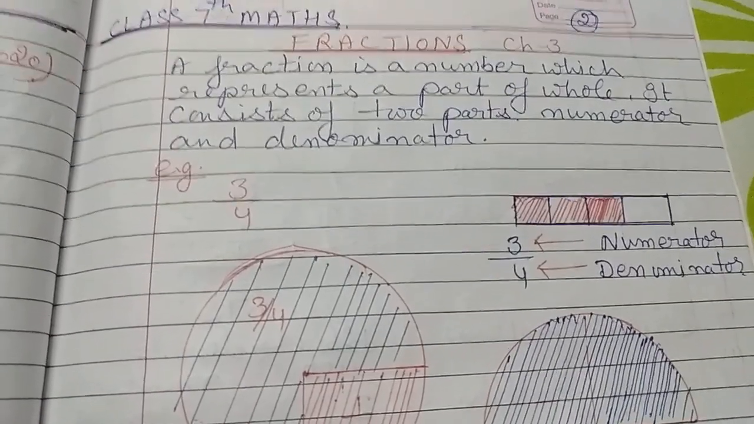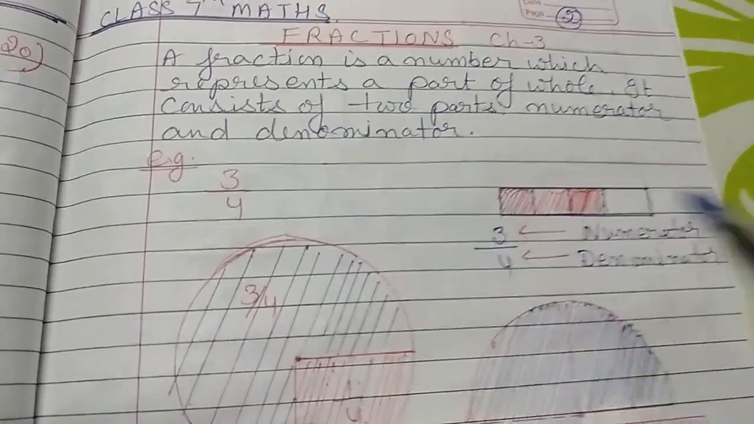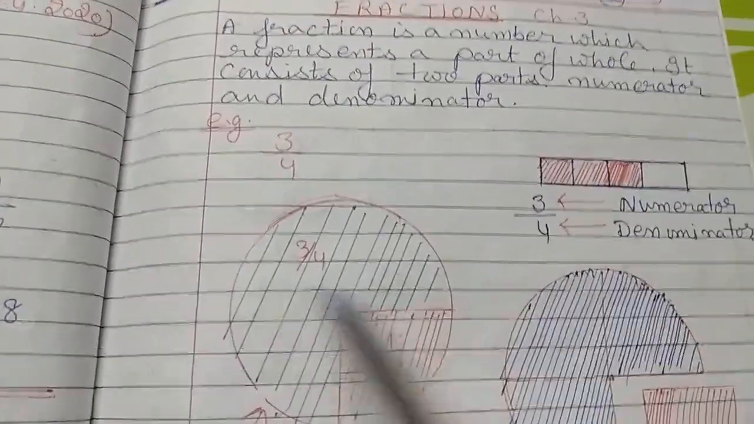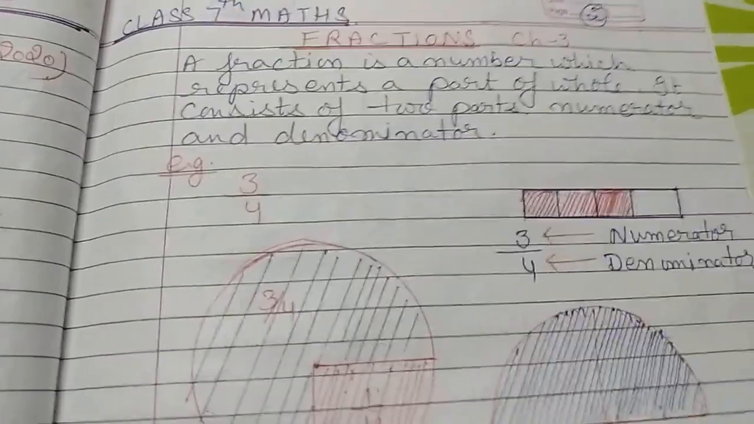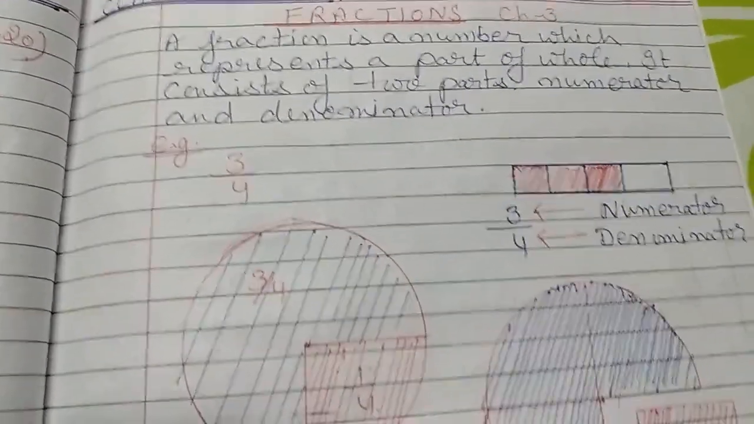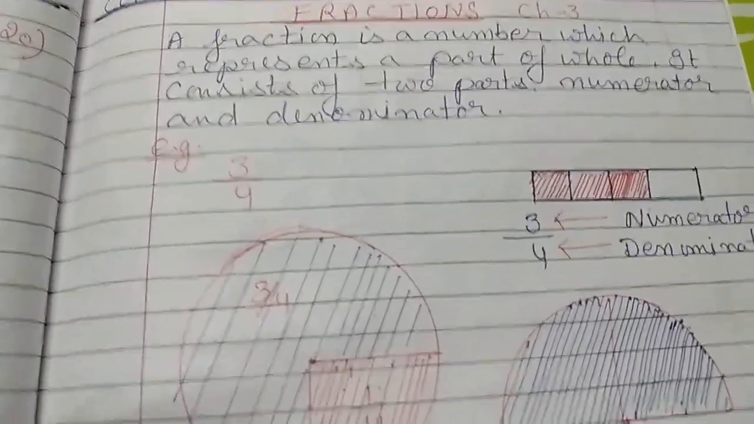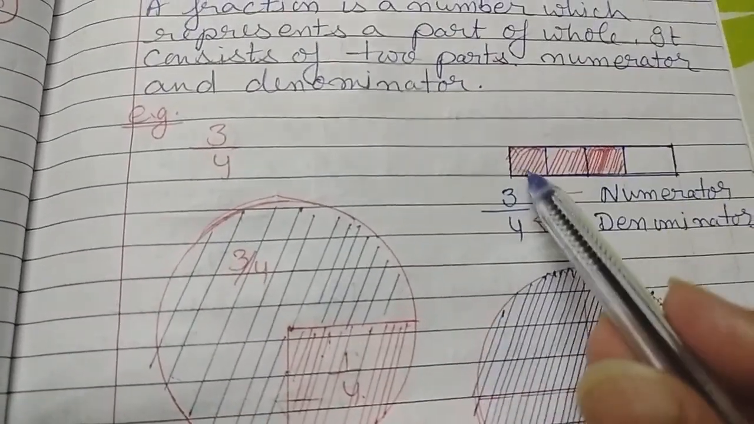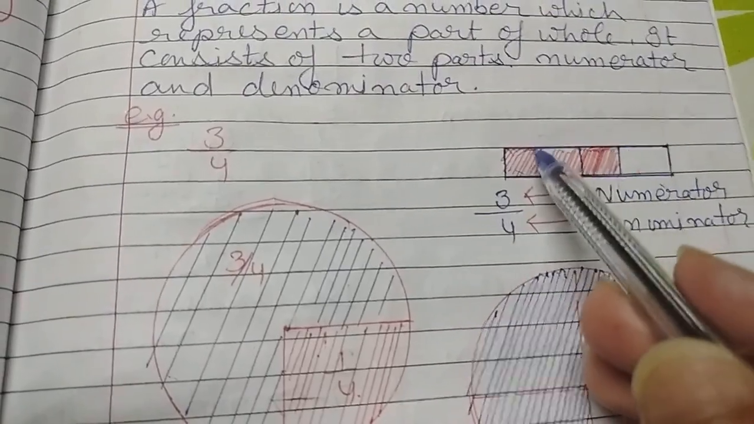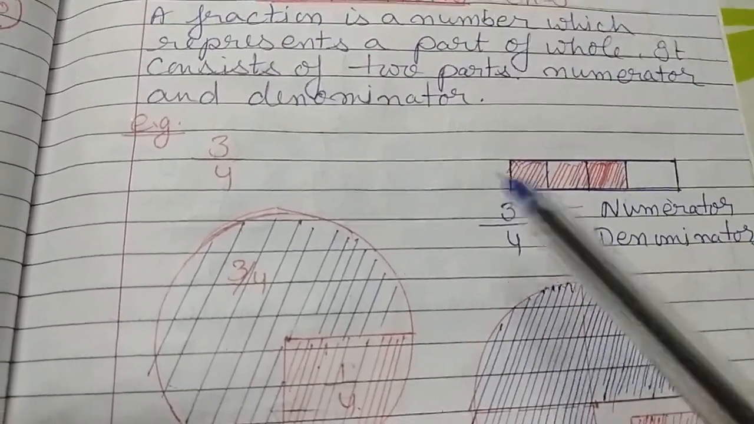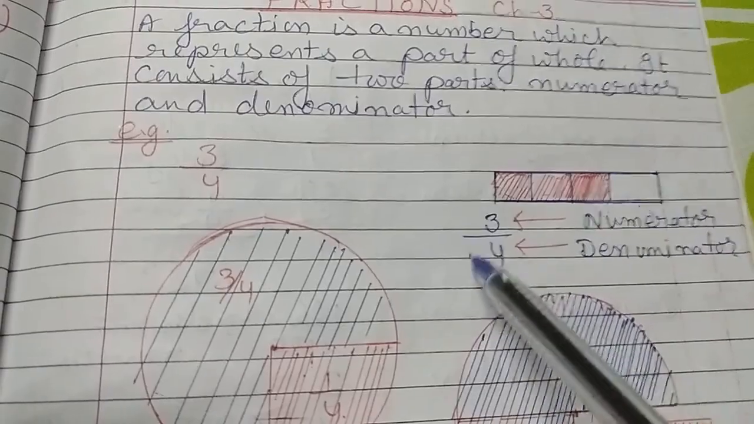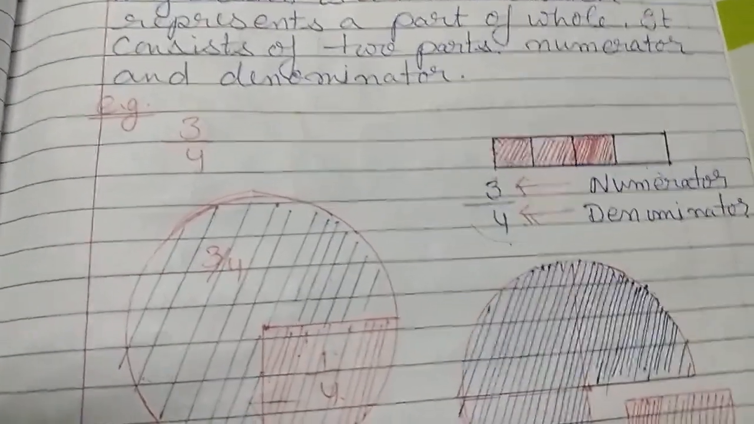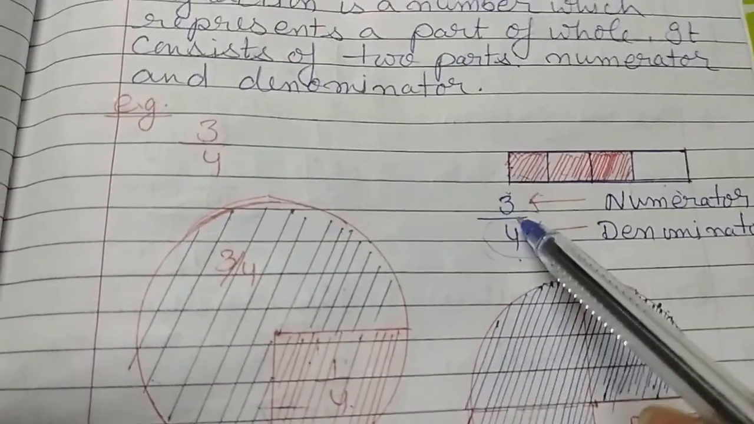Actually, what is a fraction? A fraction is a number which represents a part of a whole. Like here I have a whole, so you divide the whole into some parts, and when you select among those parts, that should be written in fraction form. Suppose I divide this whole into four parts, and among these I shaded only three parts. So among four parts, the total parts should be written in the denominator, and whatever parts we select should be written in the numerator.